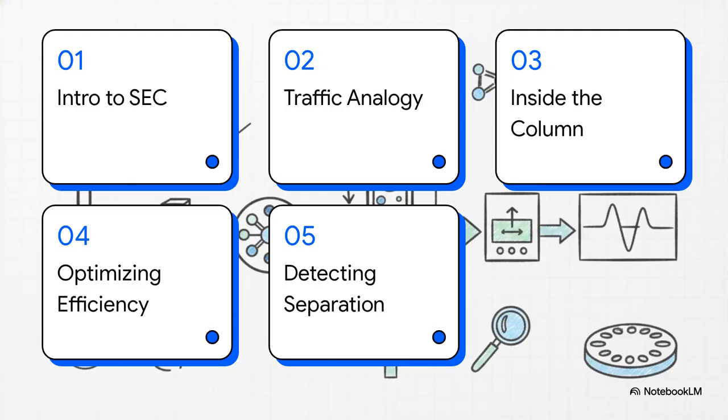Okay, let's dive into this. Here's our roadmap for today. First, an introduction to SEC. Then, the traffic network analogy. After that, we're going inside the SEC column. Then, optimizing SEC efficiency. And finally, detecting the separation.